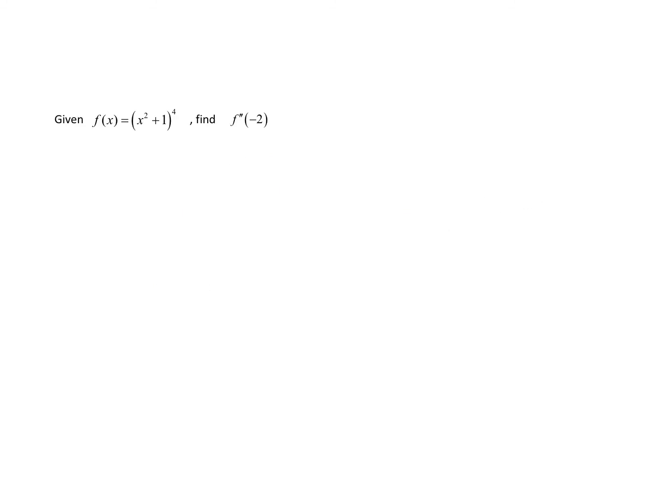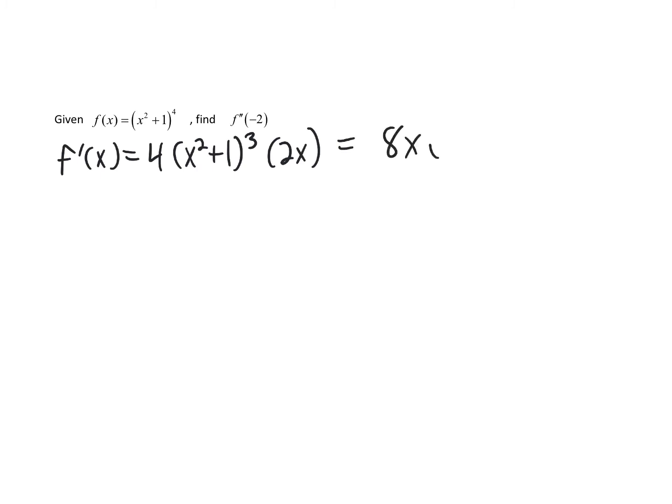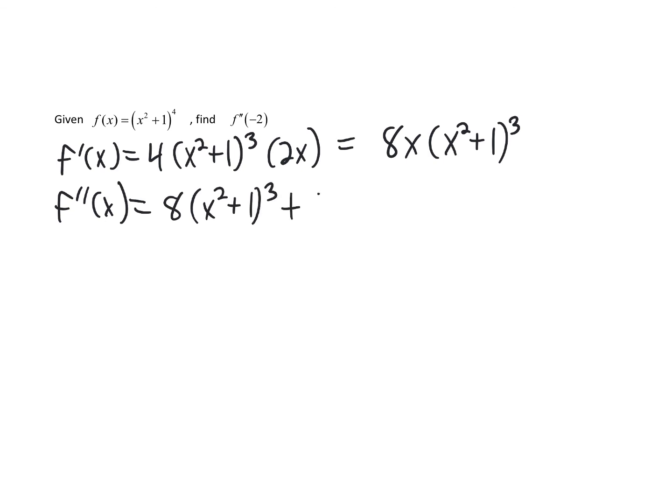Here we need to find the second derivative and then plug in the value of -2. So we use the chain rule. We can simplify. When we go to take our second derivative, we now have a product. So derivative first, rewrite the second, plus rewrite the first, chain rule to take the derivative of the second. We can simplify.